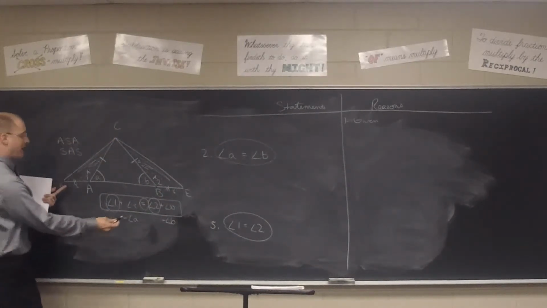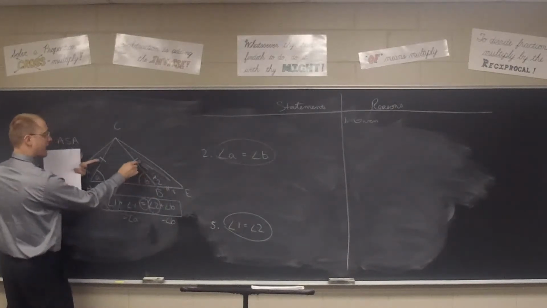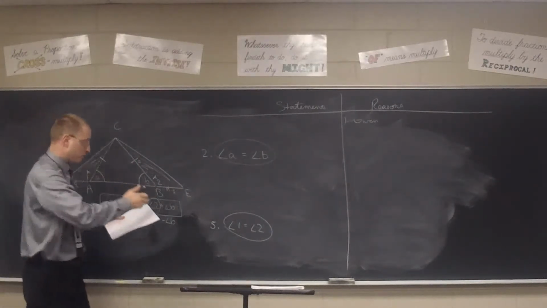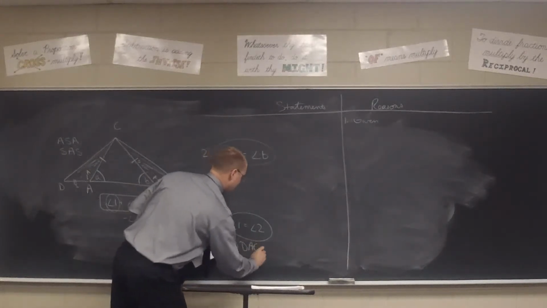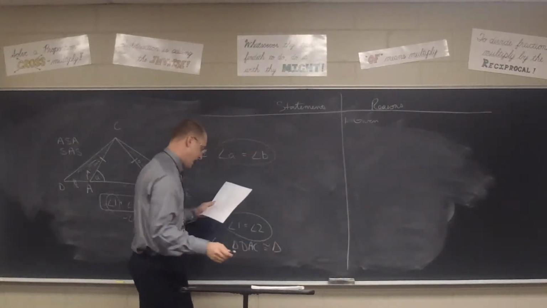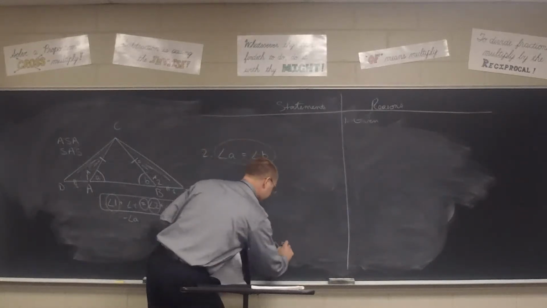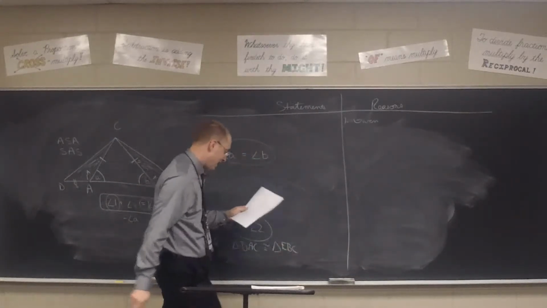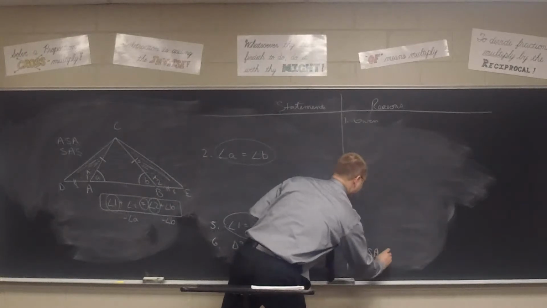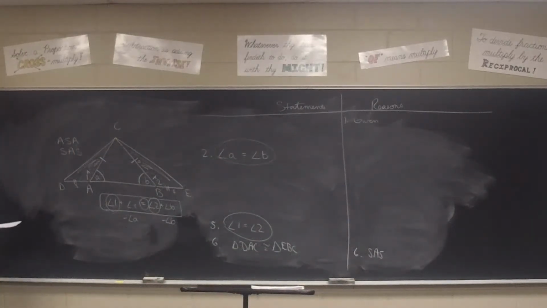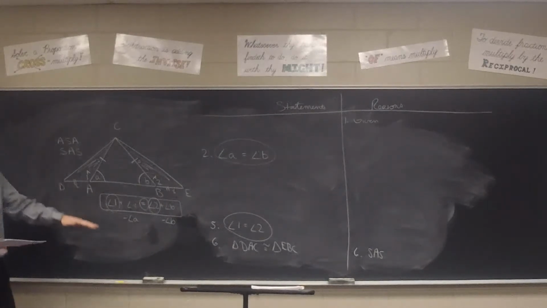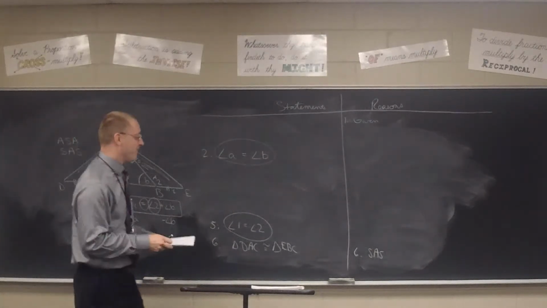Ah, so class, what do we have right now? Side and side. Side angle side. And that's how we'll prove number 6, that triangle DAC is congruent to triangle EBC. Number 6 is using side angle side. Anyway, triangle DAC is congruent to triangle EBC, by side angle side.